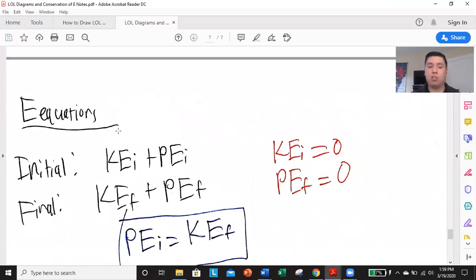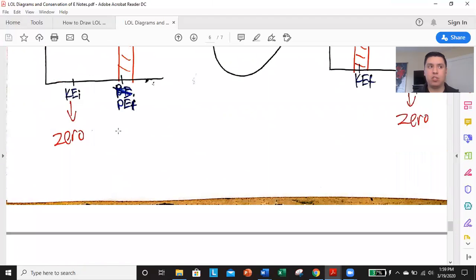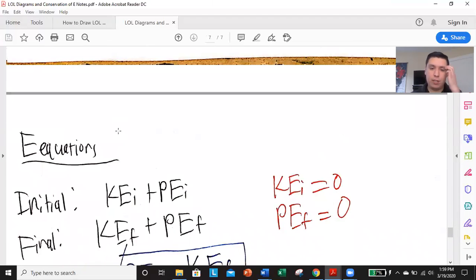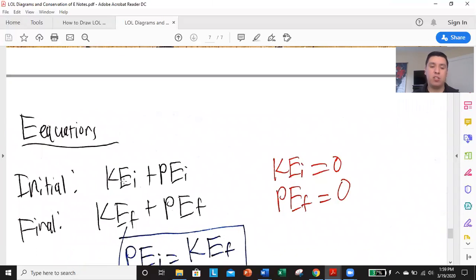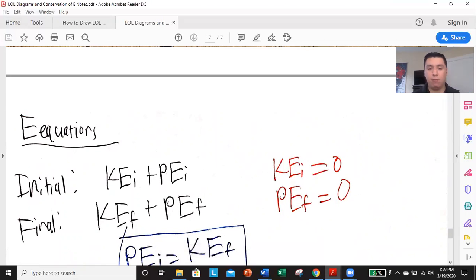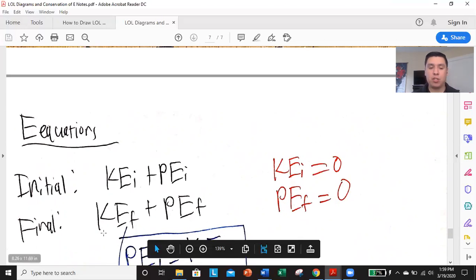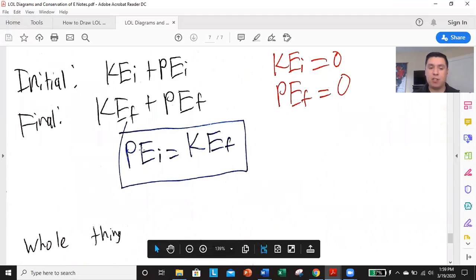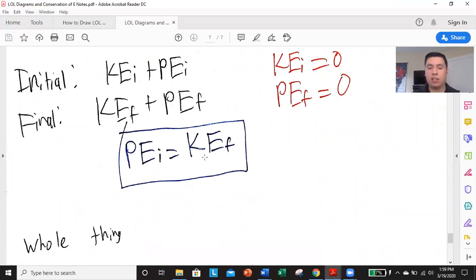All right, the final part is equations. For this one, you do the sum of the energies for each initial and final case. The initial case has just KEI and PEI. The final case is KEF and PEF: the initial kinetic energy and final kinetic energy, and the initial potential energy and final potential energy. We mentioned before that the initial kinetic energy is 0 and the final potential energy is 0, so you can just cancel those out. That leaves you with the final equation: PEI, potential energy initial, equals KEF, kinetic energy final.